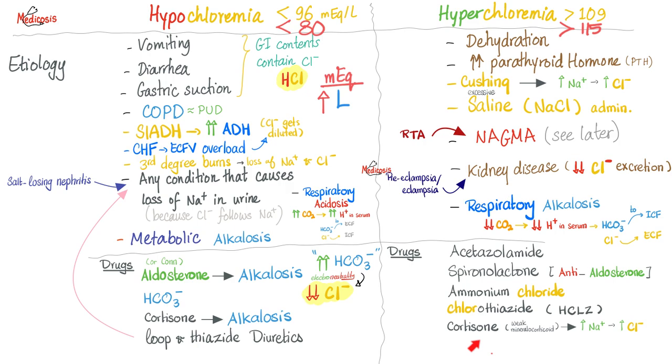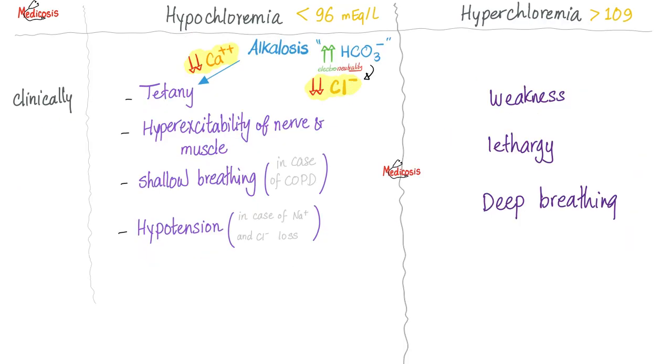But again, be careful because the same cortisone can lead to the opposite, alkalosis, which triggers hypochloremia. Clinically speaking, a patient who has hypochloremia can develop tetany. Why? Because many cases of hypochloremia are associated with alkalosis. The more bicarbonate you have in the blood, the less chloride you have in the blood. And if you have watched my course on electrolytes, I've told you that alkalosis adds negative charges to albumin.